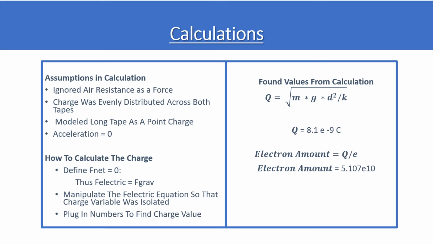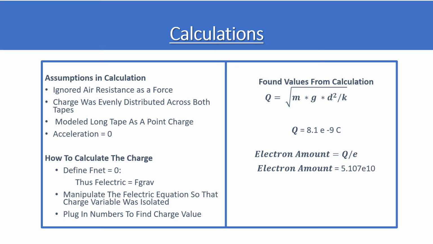On to calculations. First, let's establish some assumptions. 1. We ignore air resistance. 2. We assume that charge was evenly distributed amongst the tape. 3. We modeled the tape as a point charge. And 4. We assumed that acceleration was equal to 0. Due to our acceleration being 0, we know that F net will equal 0.